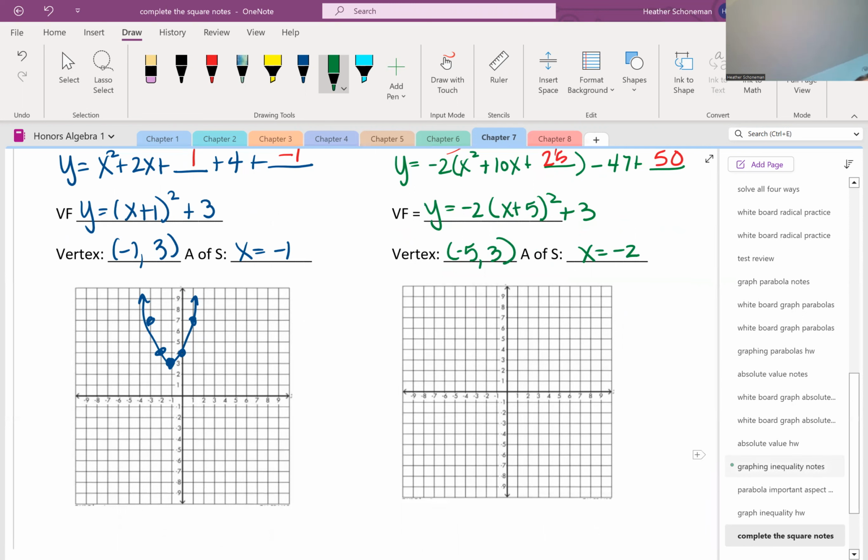So when I graph it, negative 5, 3 is here. Now, because of the negative, I'm going to have to open down. And because of the 2, instead of going over 1 and down 1, I have to go over 1 and down 2. And then I have to go over 2. Instead of going down 4, I have to go down 8, which is all the way down. Ooh, something like that. I don't have my glasses on. I was over 1, but you get the point.